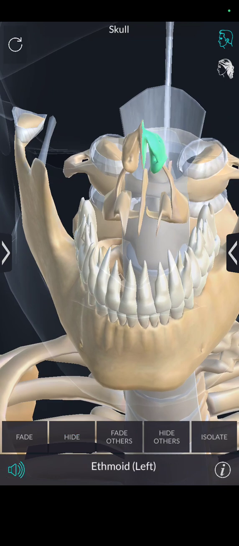The ethmoid bone is an unpaired bone in the skull that separates the nasal cavity from the brain. It is located at the roof of the nose, between the two orbits.